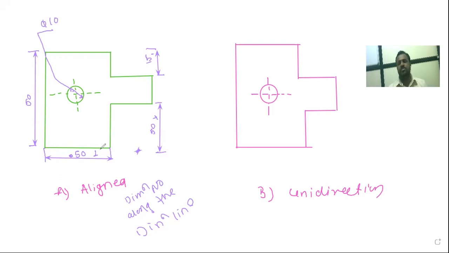Understood? And here again, how do we draw the unidirectional line? How can we show the dimension with the help of the unidirectional system? What is the difference? How do we have to show it here?